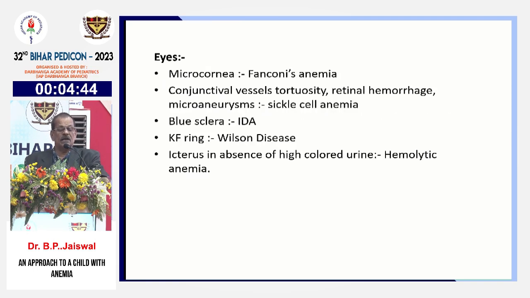Now, in eyes, you can well appreciate microcornea: Fanconi's anemia. If you are getting microcornea, then you should associate it with Fanconi's anemia. Conjunctival vessel tortuosity and retinal hemorrhage, you can associate with sickle cell anemia. Blue sclera is there. What will you think of? You should think of iron deficiency anemia of severe grade.